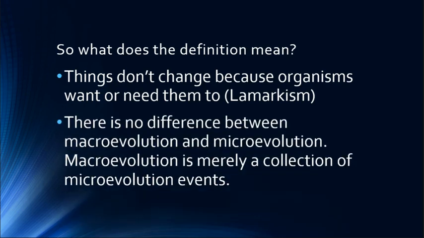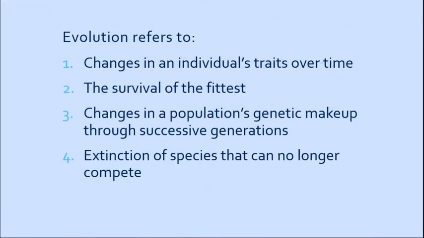Now, there is no difference between macroevolution, which is looking at evolution over a long period of time, say the evolution of humans, versus microevolution, which are small events like antibacterial resistance or pesticide resistance, things like that we've talked about before. Macroevolution is a collection of these smaller events, because if you think about that over time, you can get big changes based on small things. So, just to recap, evolution is the change in a population's genetic makeup through successive generations, okay?